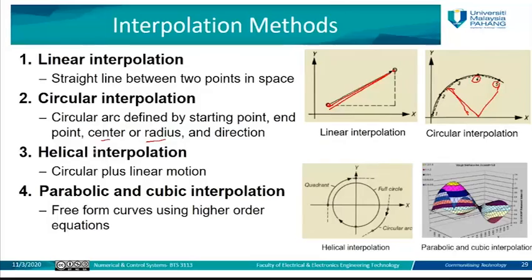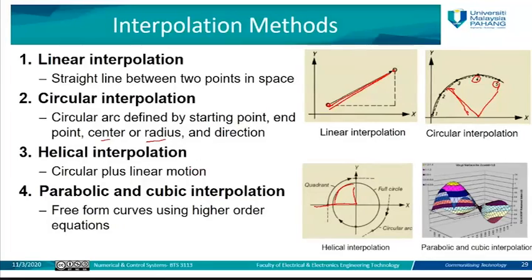The third is helical interpolation. Helical interpolation is circular plus linear motion. It will move, for example, from point to point as a circle, and then it also needs to move in a straight line, which can be on the x-axis, y-axis, z-axis, and so on. It is a combination of both circular and linear motion for the machine.